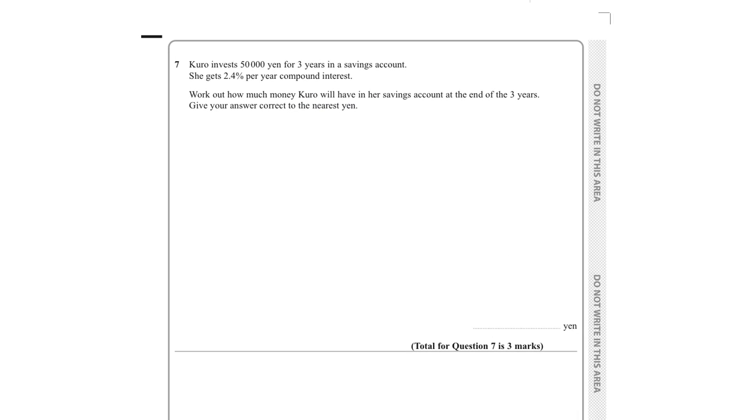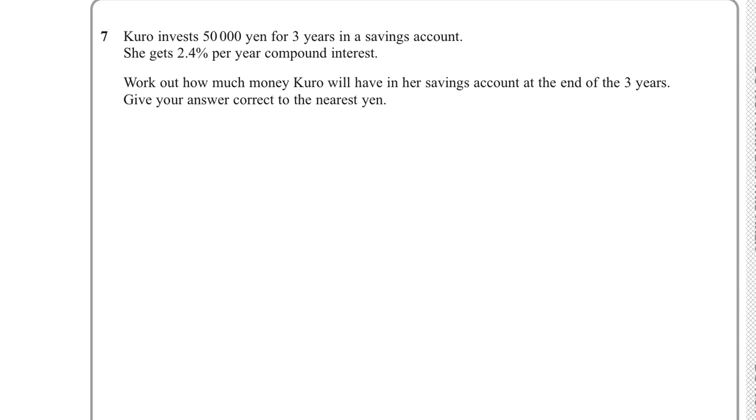Question 7. Kuro invests 50,000 yen for 3 years in a savings account. She gets 2.4% per year compound interest. Is this an increase or a decrease? Increase. So we have 100% plus 2.4%, because it's an increase, isn't it? Or some of you might do 100 plus 2.4. What do we get?